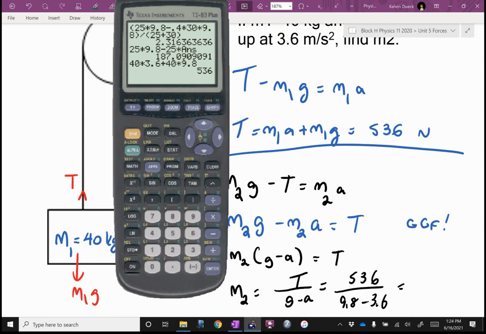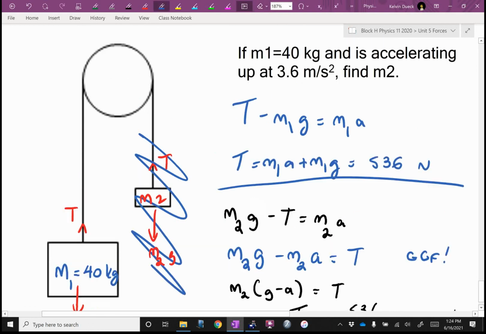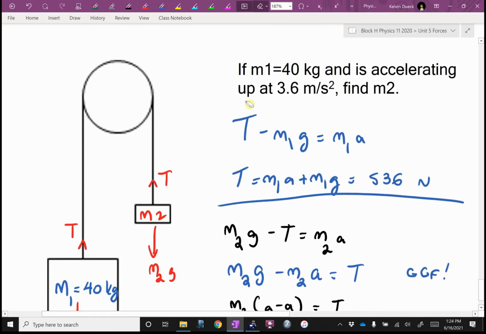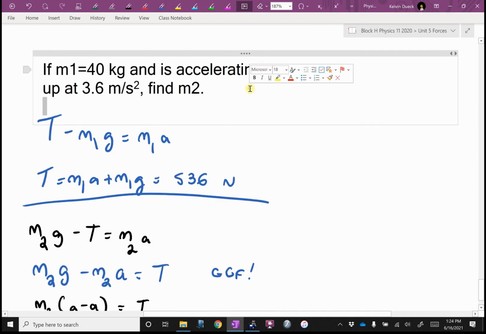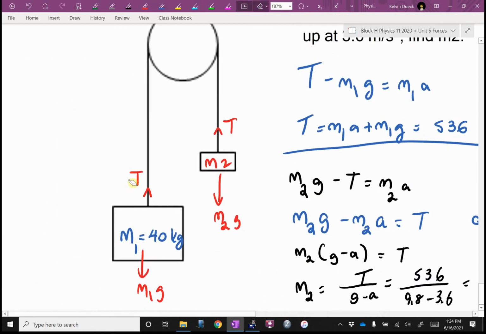That's 86.5 kilograms. How do you find the tension if you don't have two masses? Here's what you do. Since you don't have two masses, look up. Ignore this one. Just write an equation for the mass that you know. And that's why I have to tell you which way the mass is accelerating. I told you it's accelerating up. So the equation for the mass that I know would be winner minus loser equals M1A.